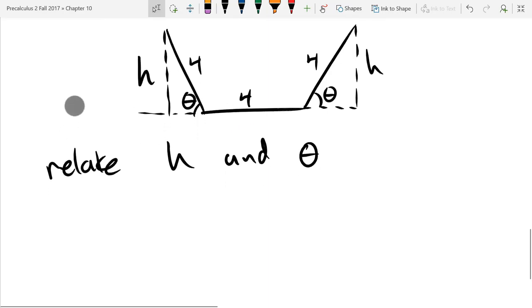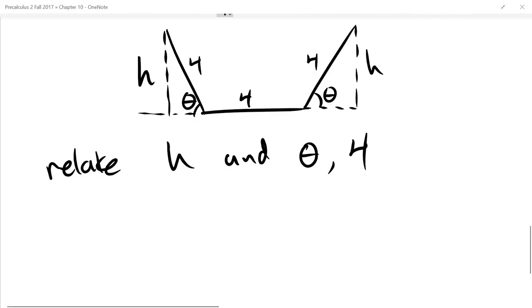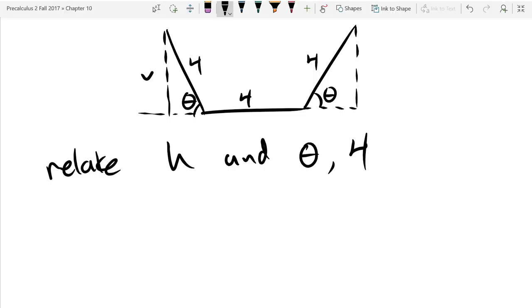So how do I relate H and theta? And of course, the other number we're going to relate is 4. So what trig function relates 4, H, and theta? You can look on either of the two sides. You should have the same relationship. Think about the angle theta. Maybe I shouldn't use the letter H because you're going to think hypotenuse. 4 corresponds to the hypotenuse, not H. So let's go with Y instead. Y is not the hypotenuse. So what trig function relates theta, Y, and 4?